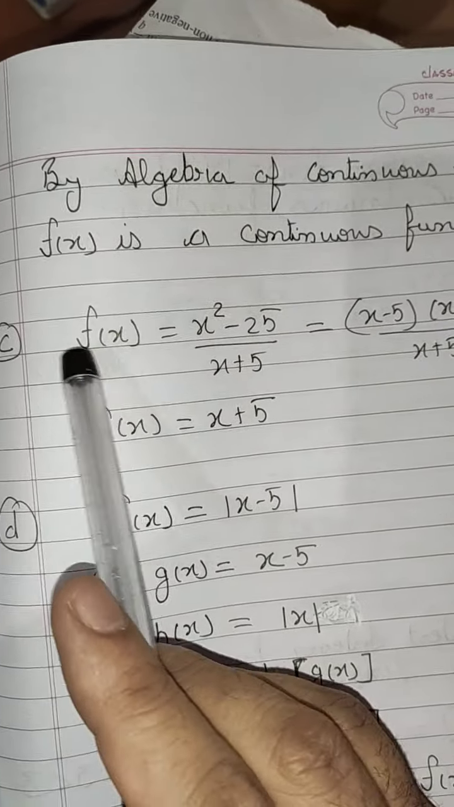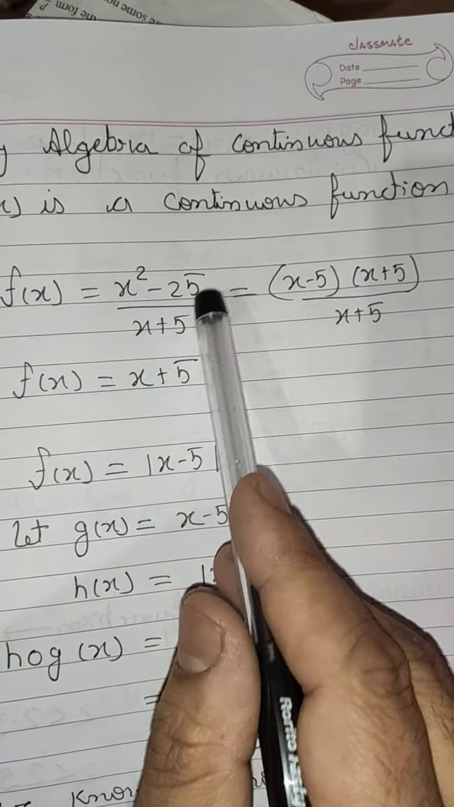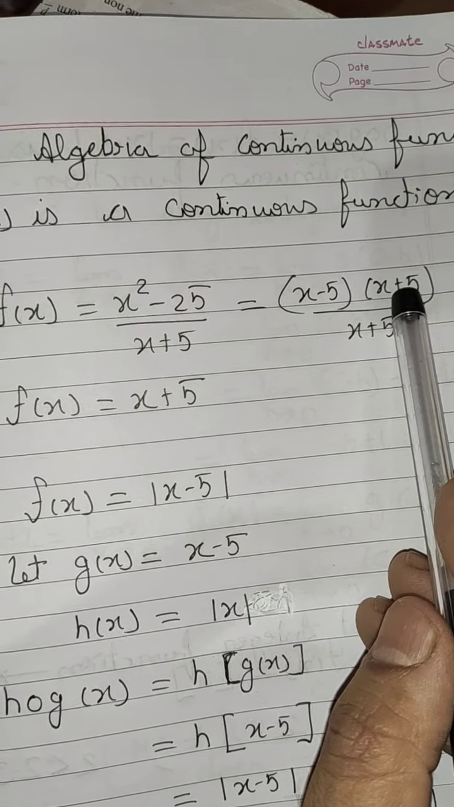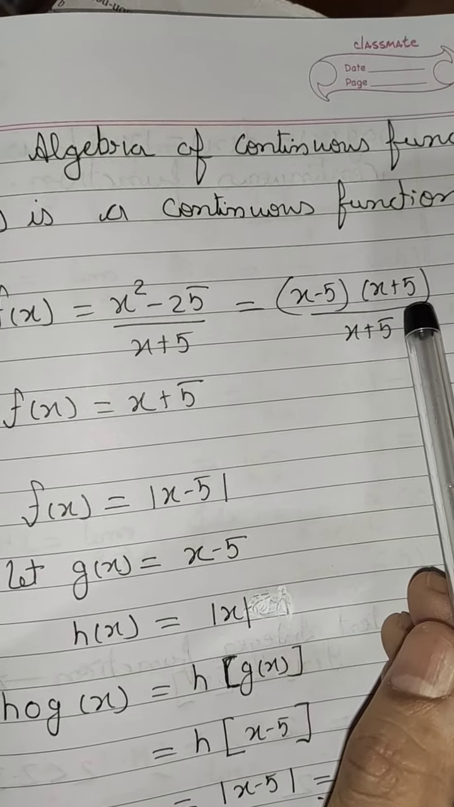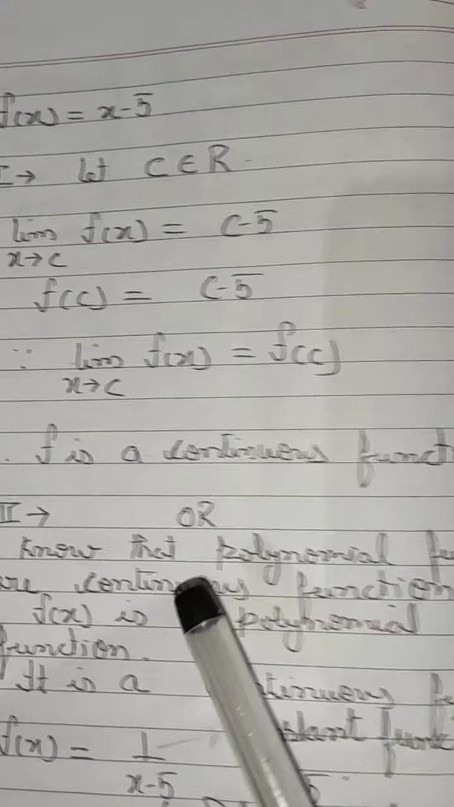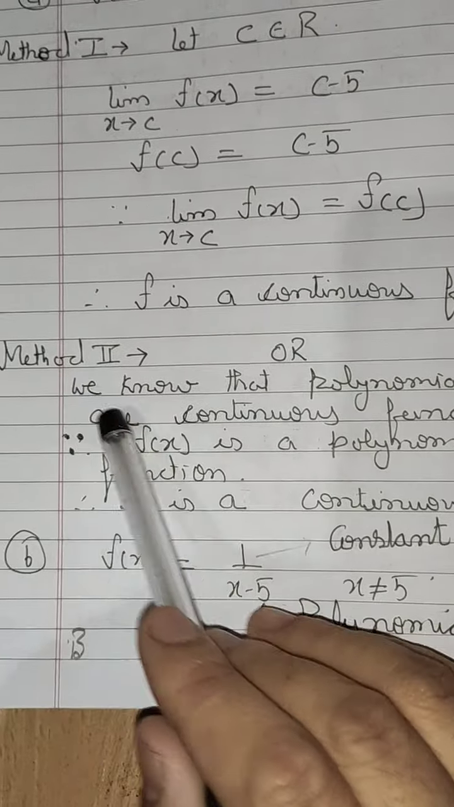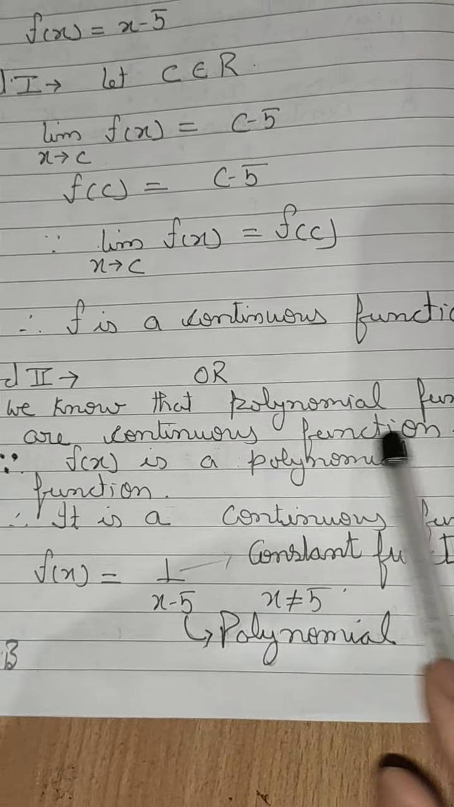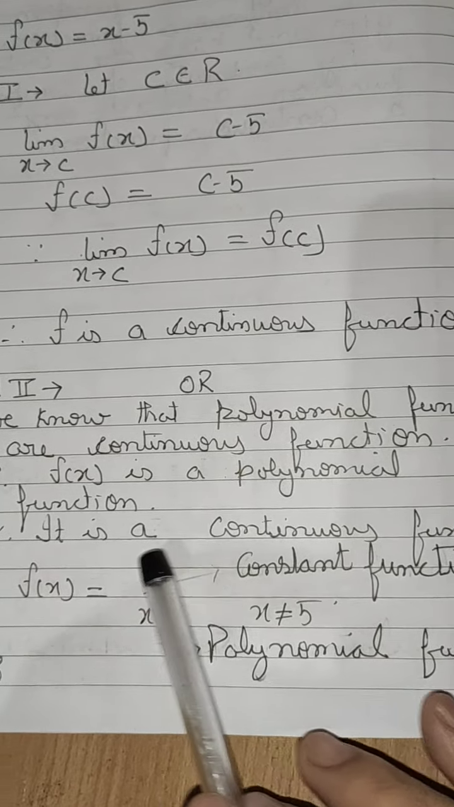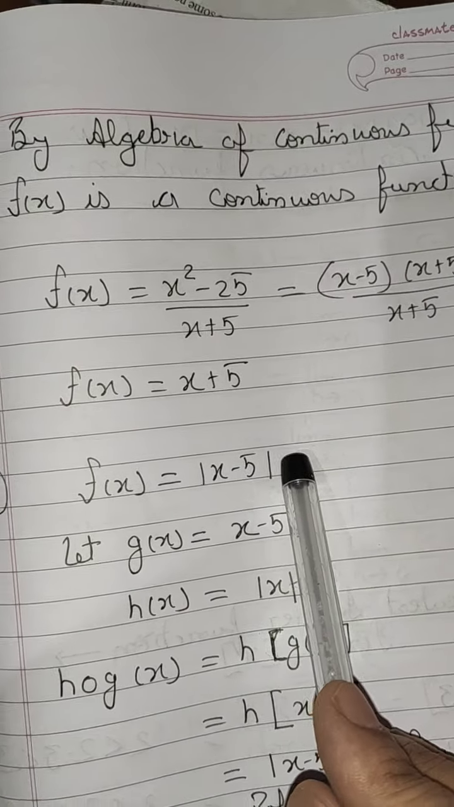Next question, the C part: x square minus 25 upon x plus 5. I have factorized the numerator, cancelled the common factor and changed it into simplest form. Like the first part, method 2, you can write: we know that polynomial functions are continuous functions. Since f(x) is a polynomial function, it is a continuous function.